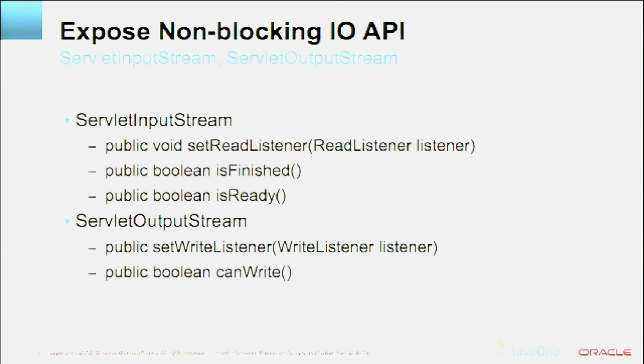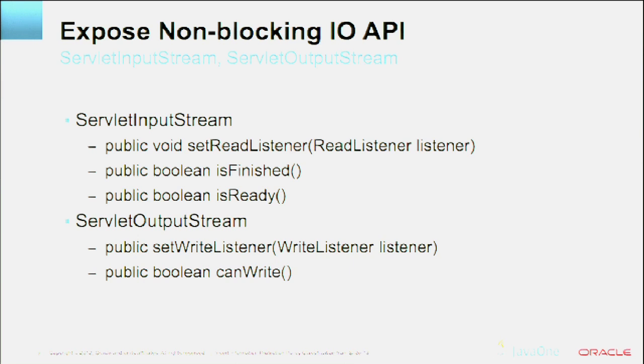Similarly, for the servlet output stream, you have a set write listener here. And once you set the write listener, then you're using non-blocking output. And you can set at most one of them. You cannot have multiple read listeners or write listeners. Now, besides associating a read listener to a server input stream and a write listener to a server output stream, we also add some other APIs so that you can actually achieve this non-blocking I/O.